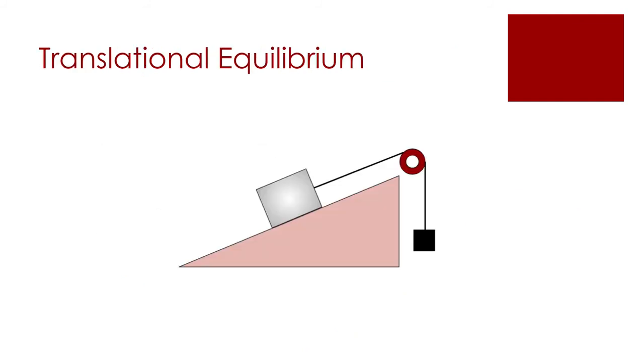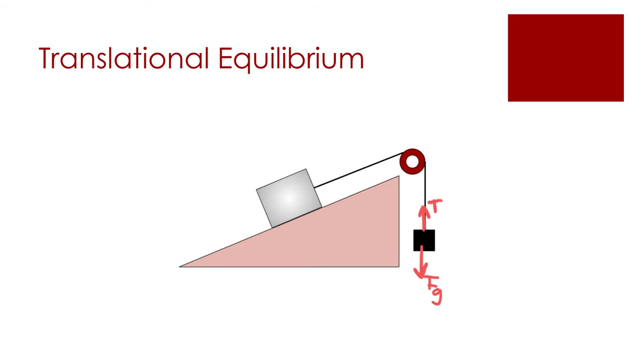So translational equilibrium, a big fancy term that says translational, left, right, up, down in a straight line, not rotating, and equilibrium means nothing's moving. So everything is going to be balanced. Let's first look at the black box. We have a force due to gravity pulling down on it here, and we must have tension in the rope pulling up. Remember, ropes only pull. Ropes or strings cannot push.